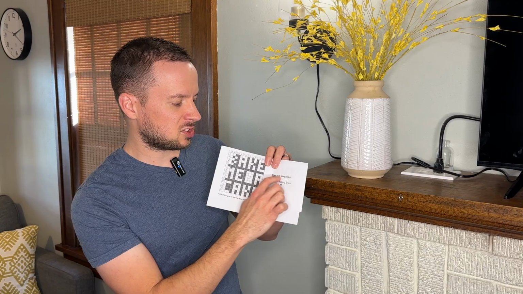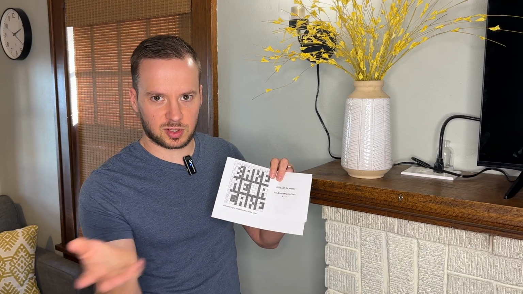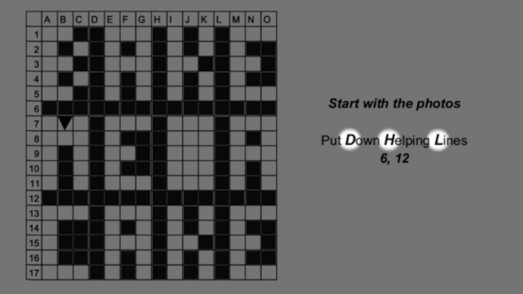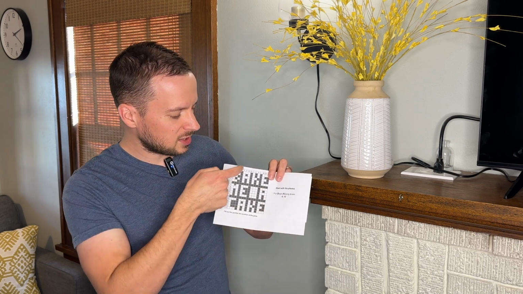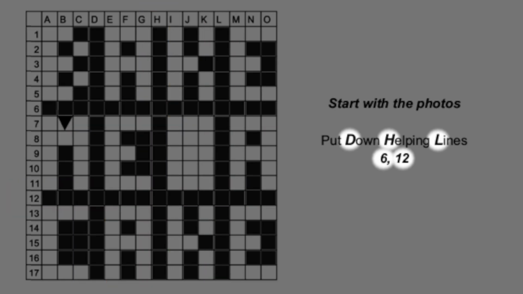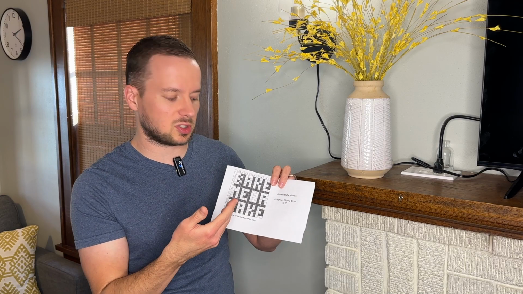So it'll say start with the photos, so that tells the group they're looking for the locations of the photos. And then there's a clue here that says put down helping lines. On this clue, you'll notice that the D, H, and L are all capitalized and italicized. And then there's the numbers 6 and 12. So if the contestants figure out that this is a clue telling them to completely fill in those rows and columns, then the empty spaces will become much more apparent that those are the letters they're filling in.